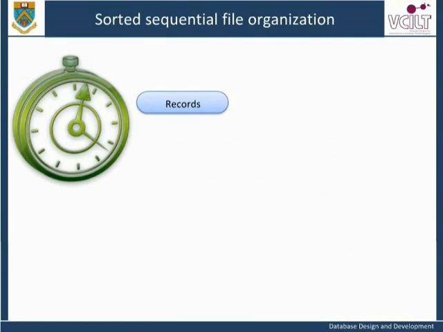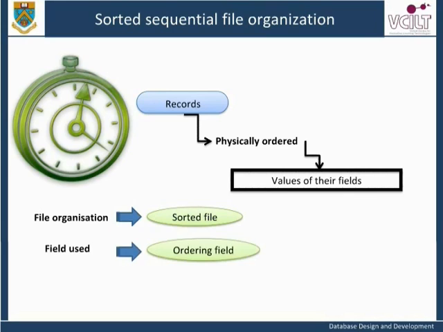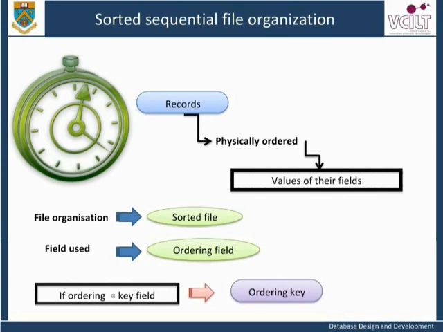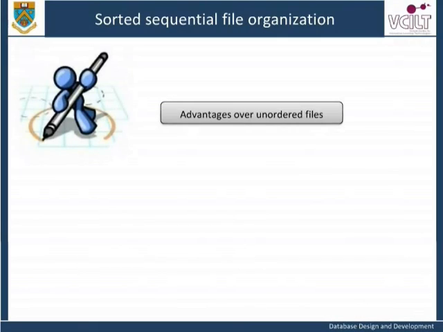Records in a file can be physically ordered based on the values of one of their fields. Such a file organization is called a sorted file, and the field used is called the ordering field. If the ordering field is also a key field, then it is called the ordering key for the file. The sorted file organization has some advantages over unordered files, as follows.